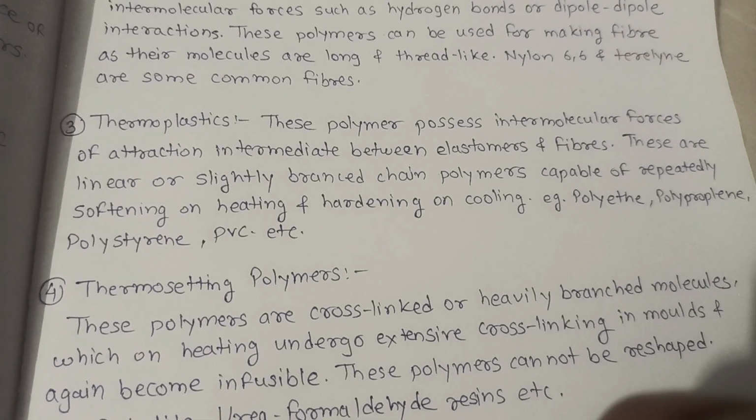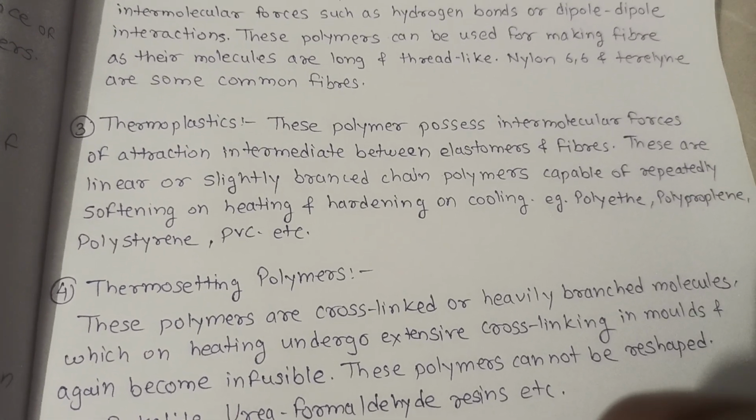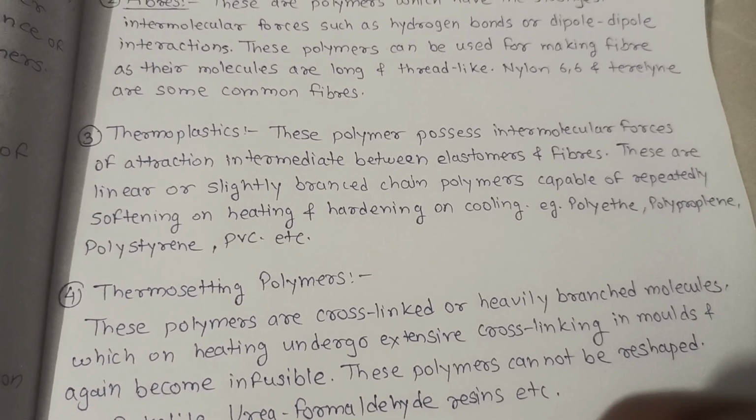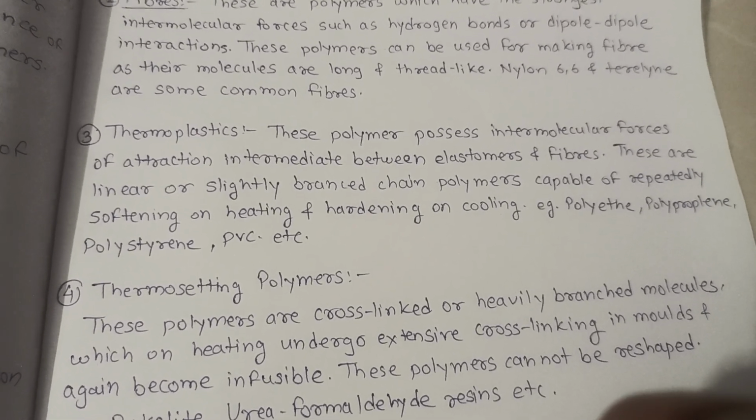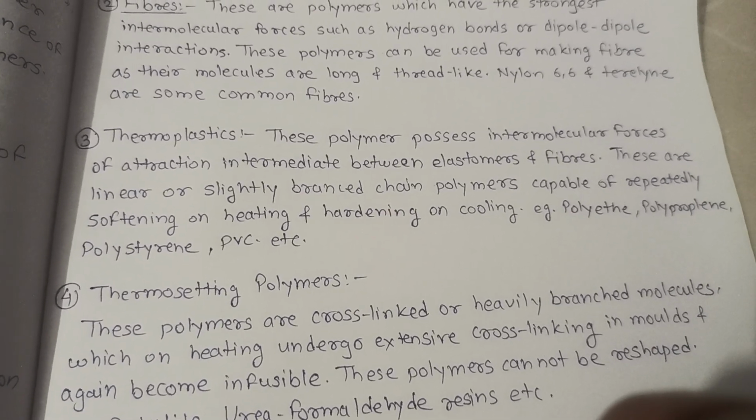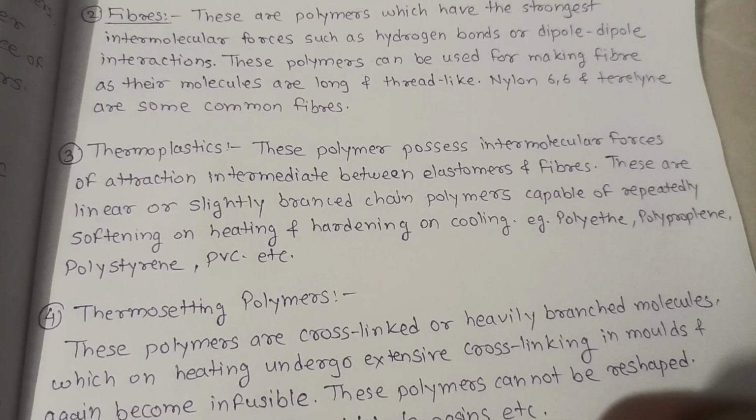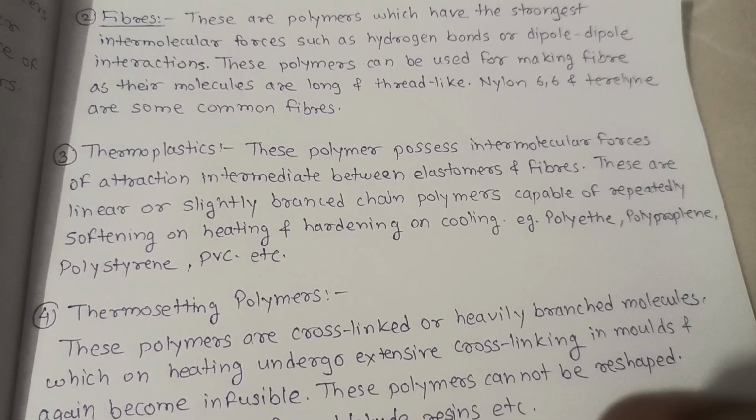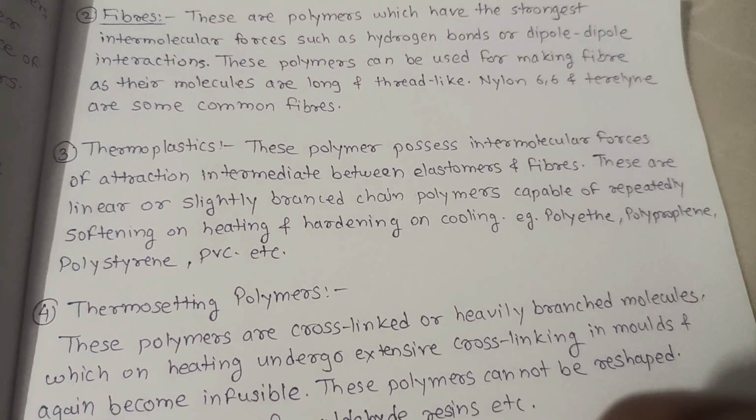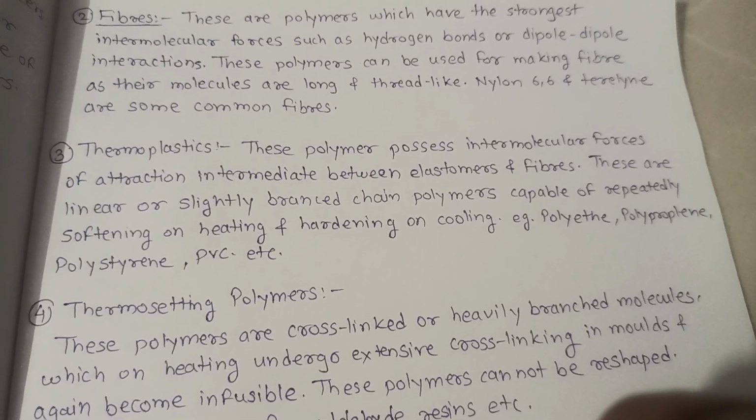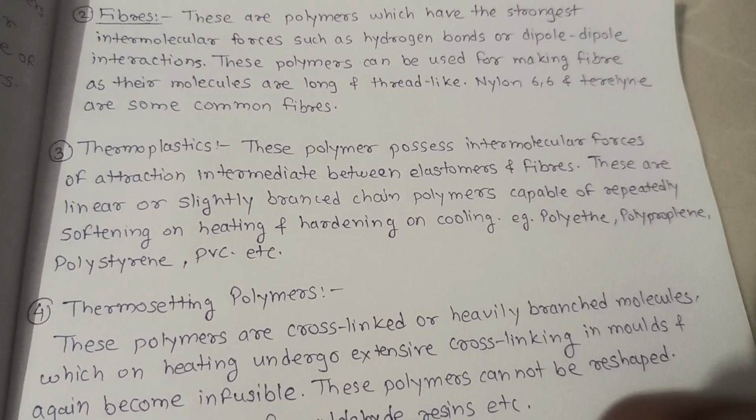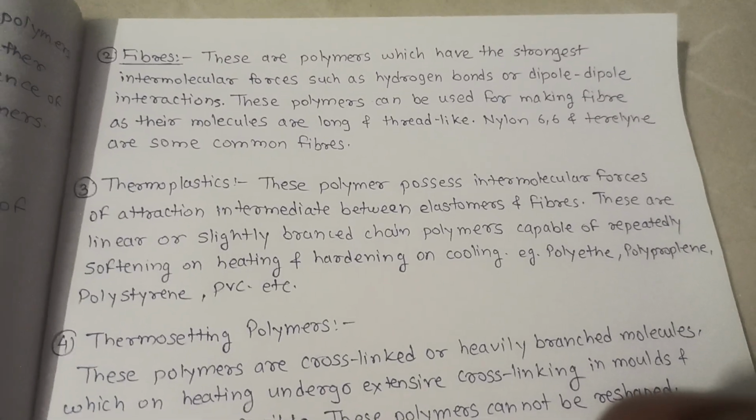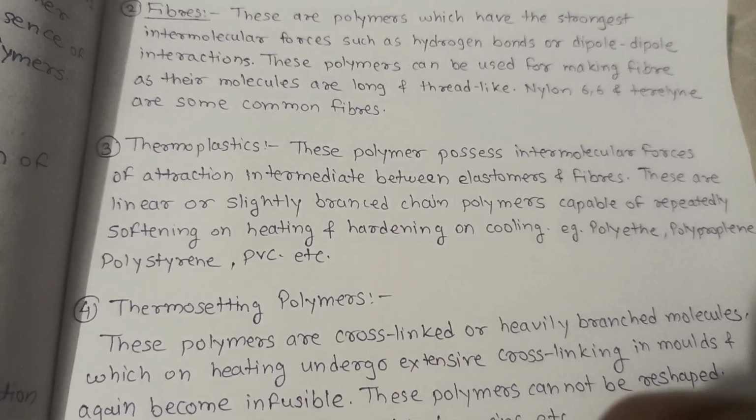Next category is thermoplastic polymers. These polymers possess intermolecular forces of attraction intermediate between elastomers and fibers. So they are stronger than elastomers and weaker than fibers in intermolecular forces. These are linear or slightly branched chain polymers capable of repeatedly softening on heating and hardening on cooling. So we can reshape them. These are recyclable polymers. Examples are polyethylene, polypropylene, polystyrene, and PVC, polyvinyl chloride.